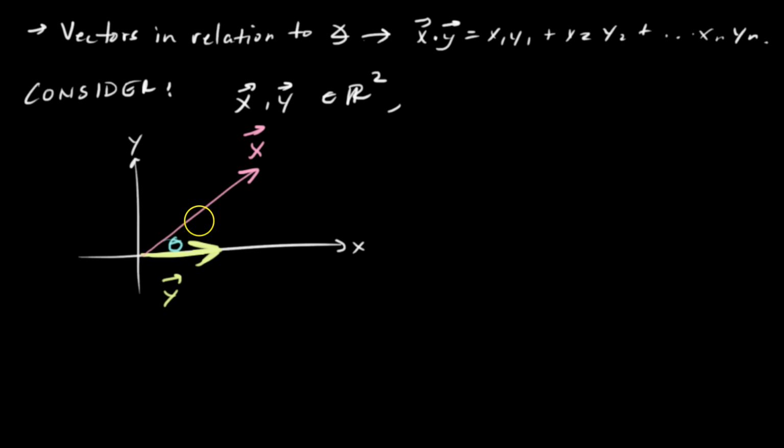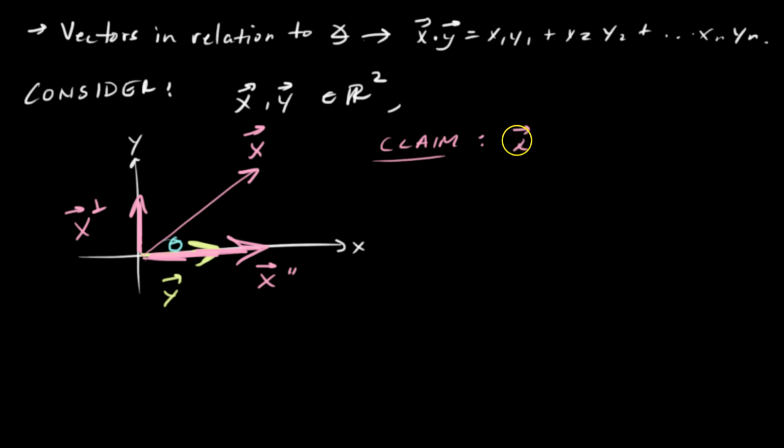Okay. What if I wanted to split up x into its components? What I mean by this is, I want to construct an x that is perpendicular to y, so x perpendicular, and I want to construct an x that is parallel to y, so x parallel. And I'm going to claim that x can be constructed this way: x is going to be equal to x perpendicular plus x parallel. So I'm saying that we can split up x into x parallel and x perpendicular.